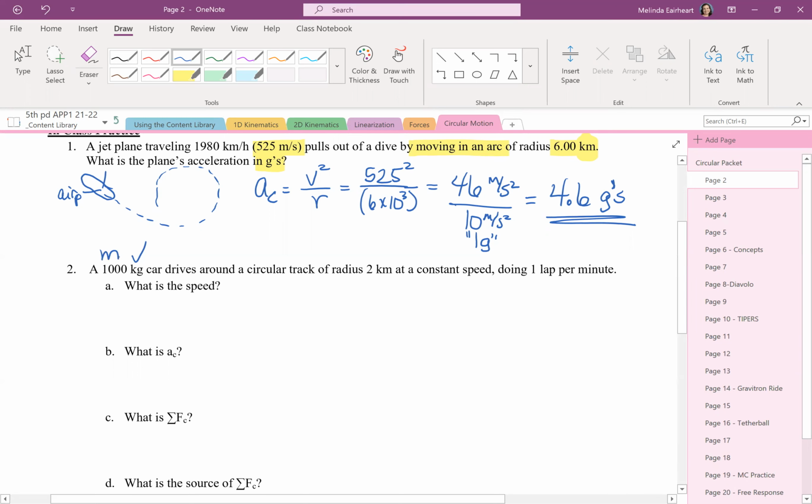It drives around a circular track. So kind of like me walking around in a circle. This is a horizontal. Okay. Radius 2 kilometers. Do we need to convert it? Yes. So I'm just going to go straight for 2,000 meters at a constant speed. Now they don't tell us what that speed is, but just wait for it. We know it's going to be constant. And then they say doing 1 lap, 1 complete circle per minute. How do you feel about minutes in SI units?